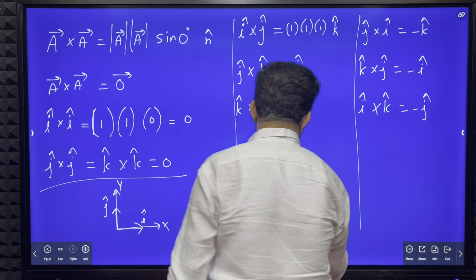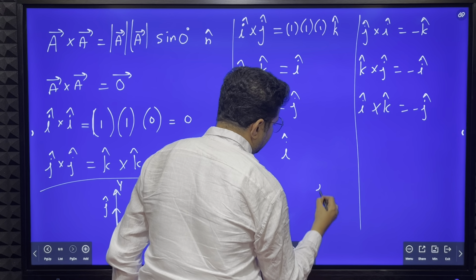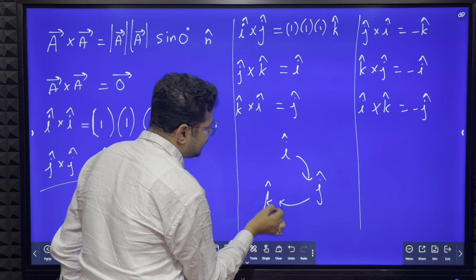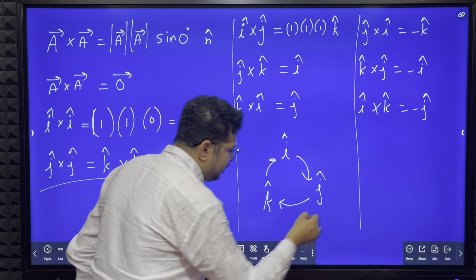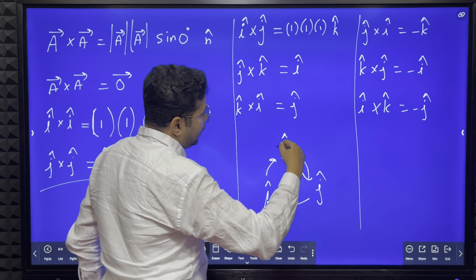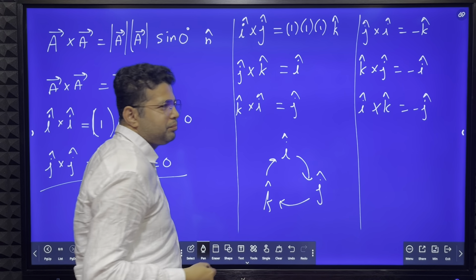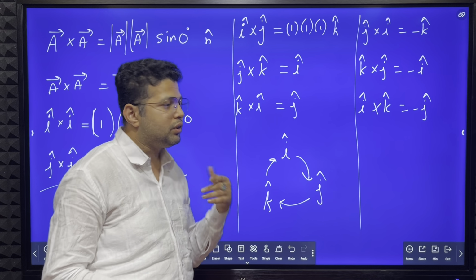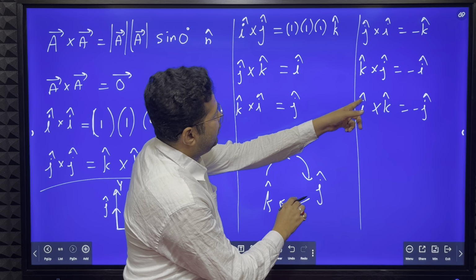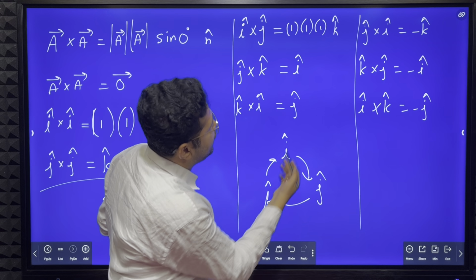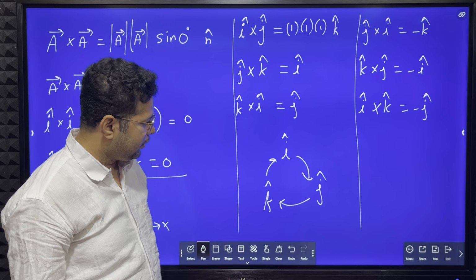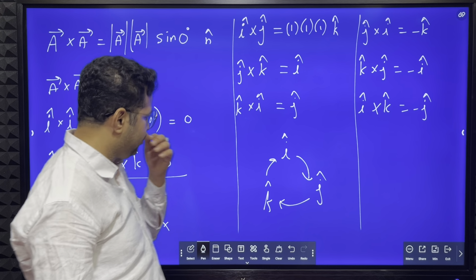How to remember these easily? If you take this as i cap, this is j cap, and this as k cap. Okay, if you go in a cyclic order, i cross j will give you k, j cross k will give you i, k cross i will give you j, plus. If you come anti-clockwise it will be minus. i cross k is minus j cap, k cross j is minus i cap, j cross i is minus k cap. Okay, try to understand this and try to solve a few problems.